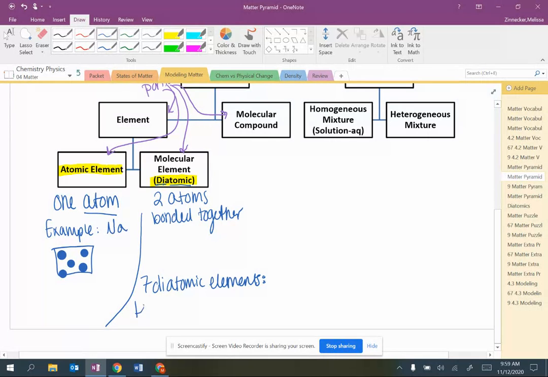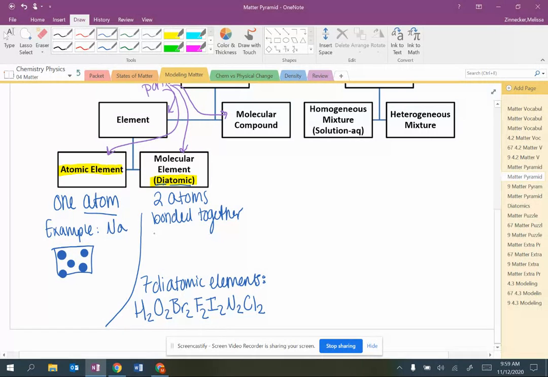Those are hydrogen, oxygen, bromine, fluorine, iodine, nitrogen, and chlorine. So you notice I draw little 2's next to their chemical symbols because that's what it means to have 2 atoms bonded together.